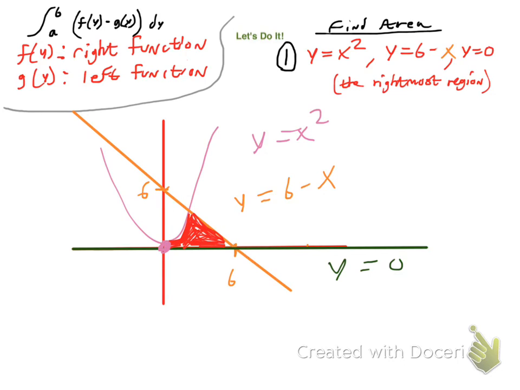Fun, right? So if we were to slice it horizontally, we have our infinitesimally small horizontal slices. Then, okay, what's the formula? The formula is up here. Okay, so f of y is the right function, g of y is the left function. So f of y, being the right function, would be that orange curve.